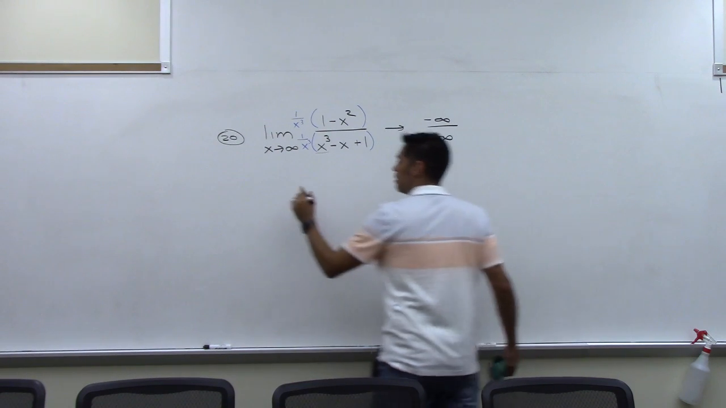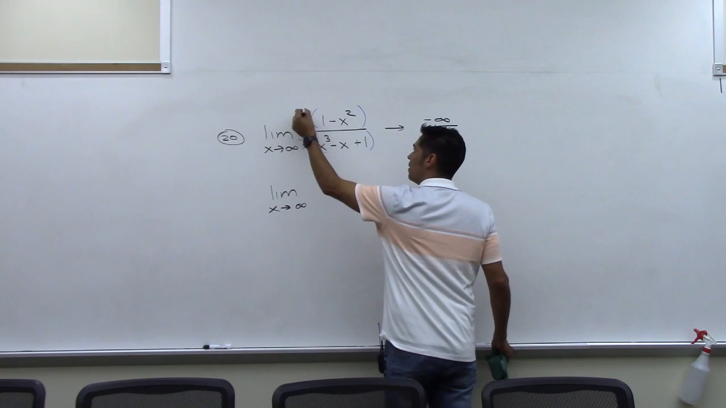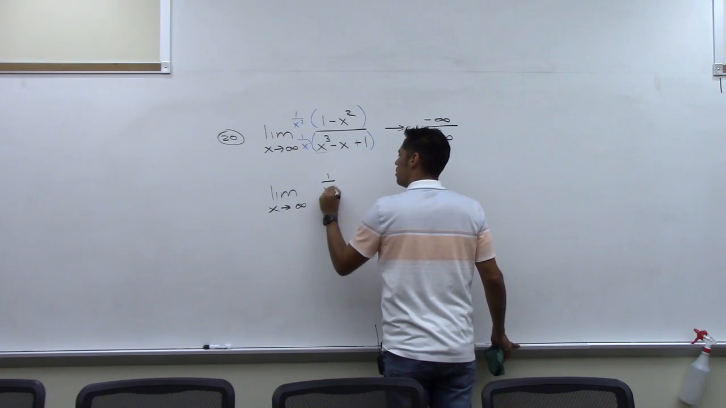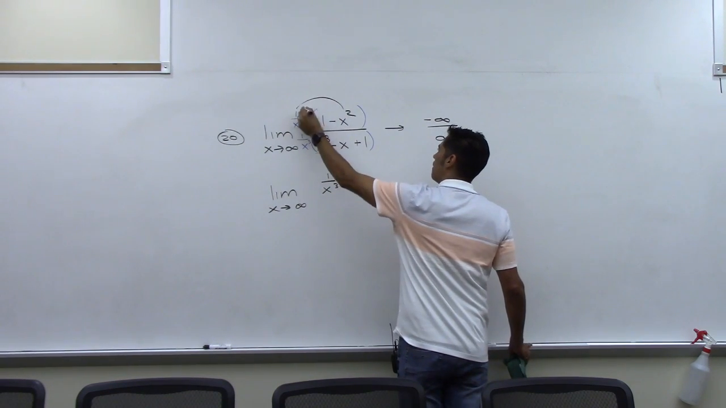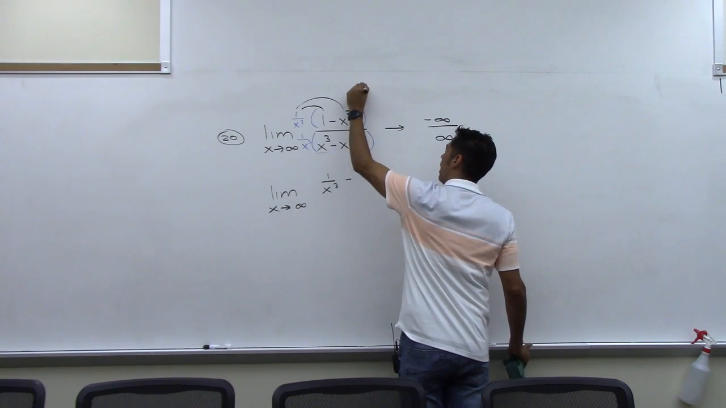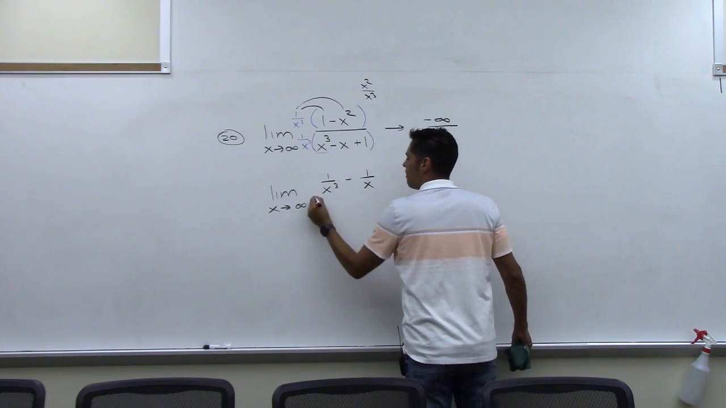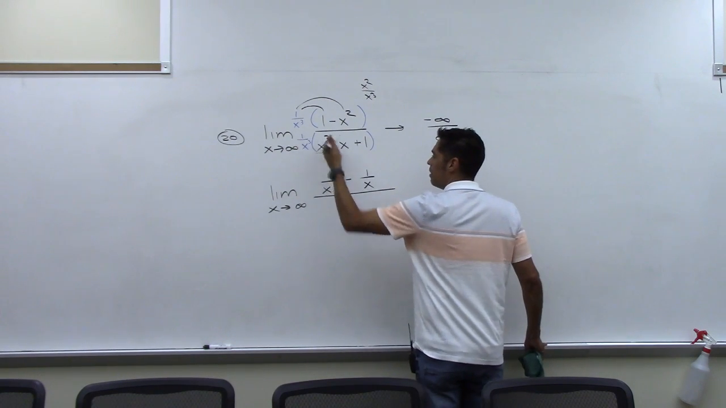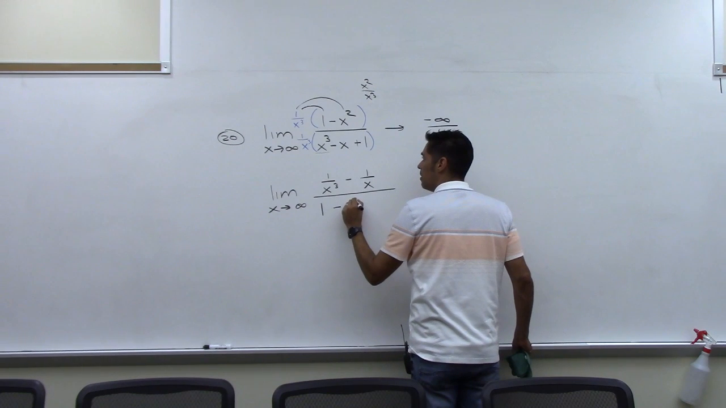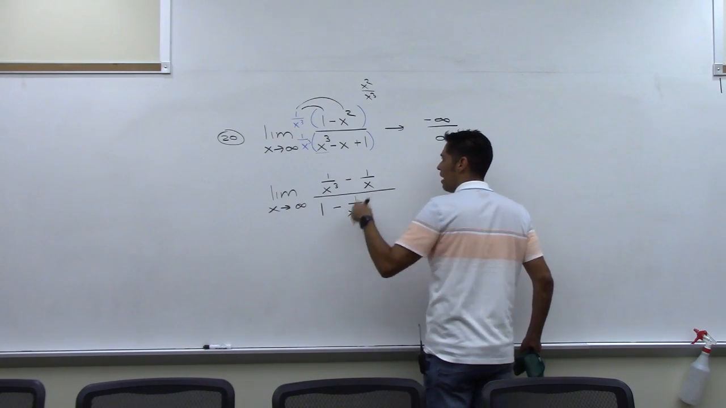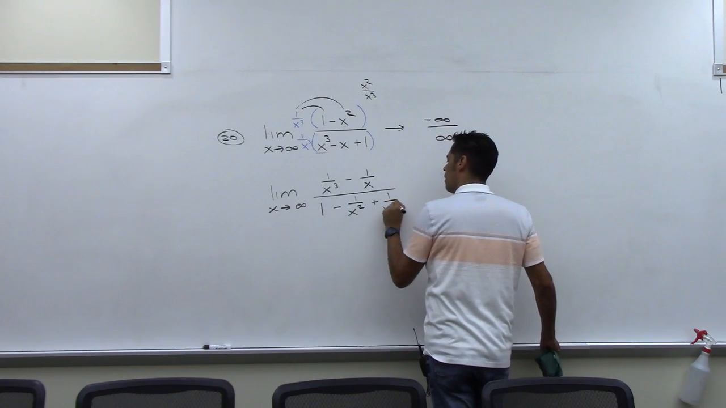When I do that, I get the limit as x goes to infinity. On top, we get 1 over x cubed minus, for the second term, x squared over x cubed, which reduces to just 1 over x. On the bottom, we get 1 minus 1 over x squared, because you reduce out one of the x's, and then plus 1 over x cubed.